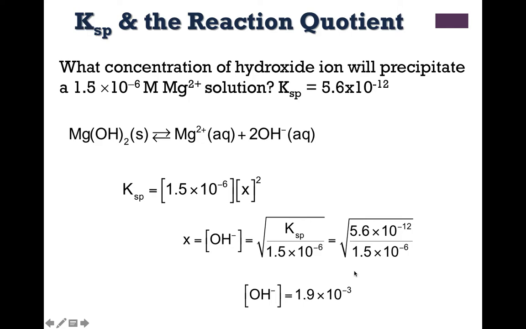Now, technically, this number here is still at KSP. This would be saturation. So in order to precipitate, it would be the moment we add one particle more than this concentration. And so this is kind of our stop point. Anything beyond that, we would start to see a precipitate form.